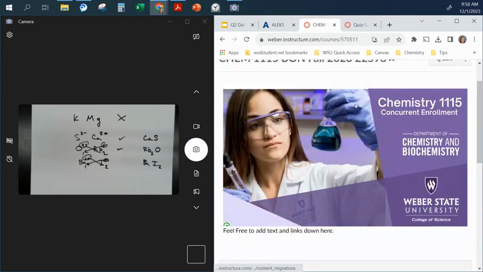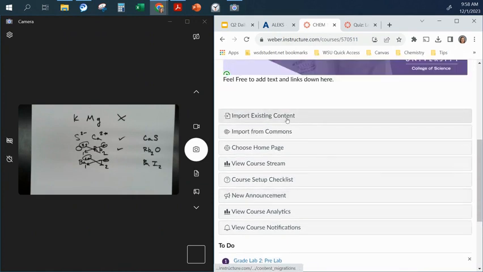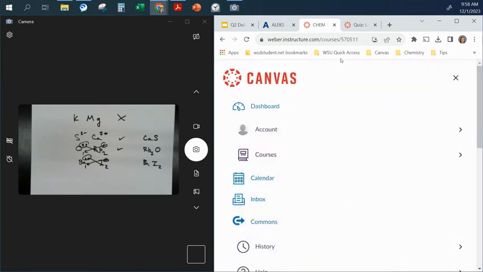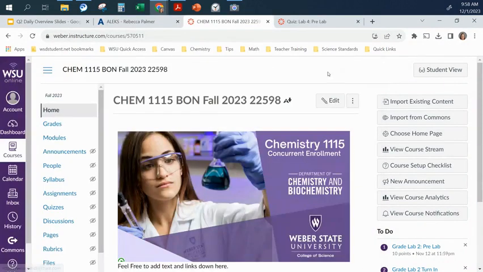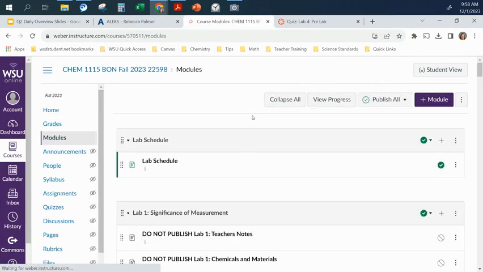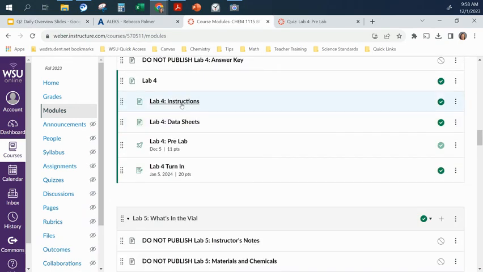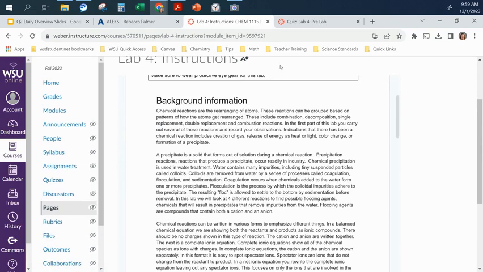I'm going to find the modules and open the instructions. Wherever the lab is. Oh, there we go. I think it can make it bigger. I don't know why modules are not the page. Okay, I'm going to open lab 4 instructions. And we will need these as we go through.